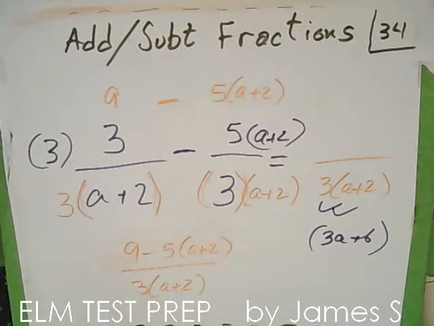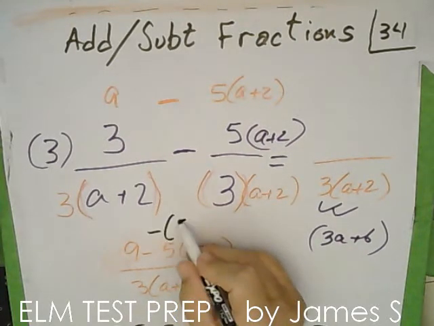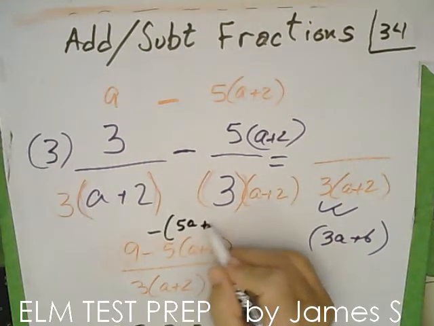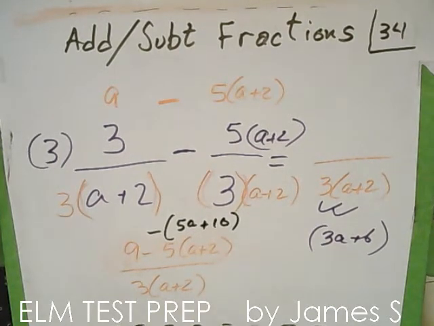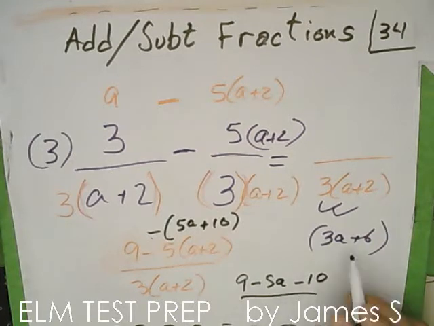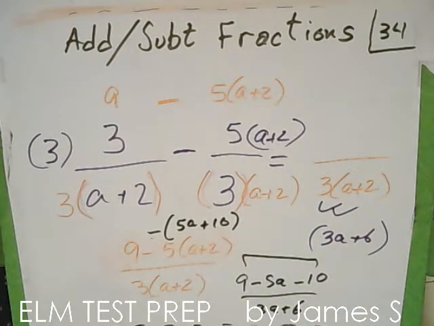So again, my answer might have distributed the 5 in there, and then I would have had minus quantity 5a plus 10. Now remember to distribute this 5, or this negative, through each of those terms. So I'd have 9 minus 5a minus 10 all over, and I'll just combine it, 3a plus 6. Well, there again, I've got a little work to do. I could combine those. 9 take away 10 would be minus 1.